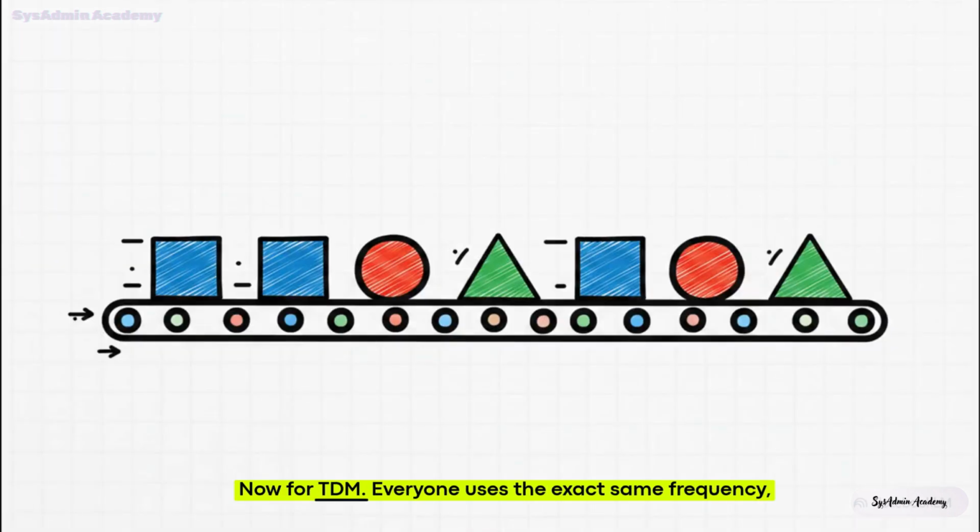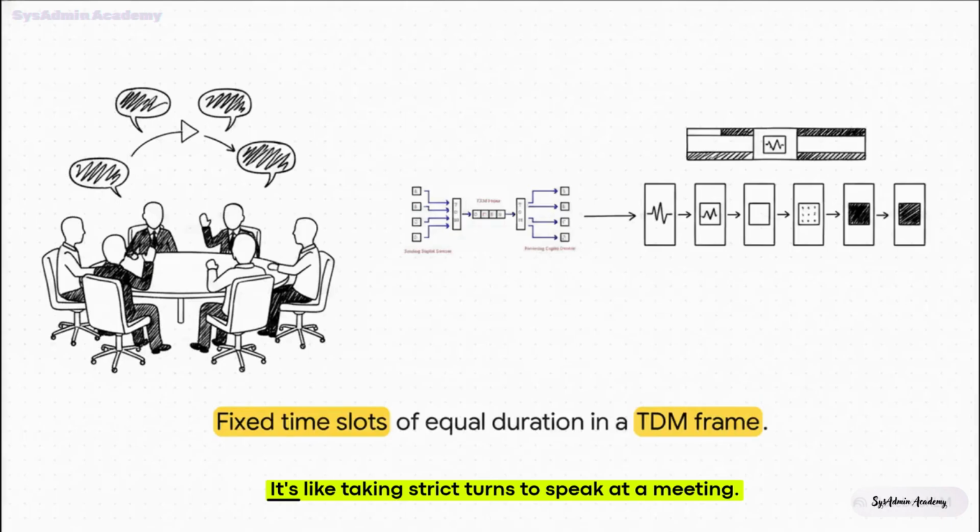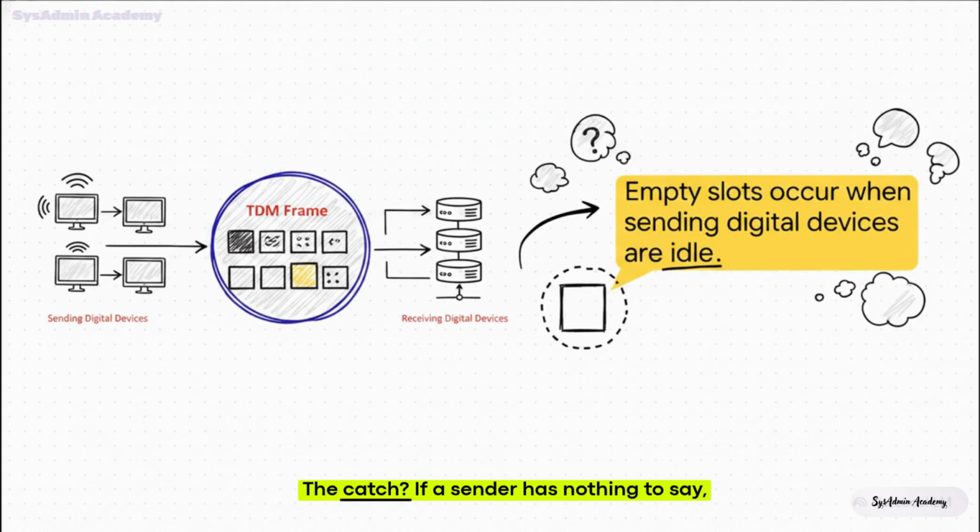Now for TDM. Everyone uses the exact same frequency, but they transmit at different, scheduled points in time. It's like taking strict turns to speak at a meeting. Every signal gets a fixed, equal time slot. The catch? If a sender has nothing to say, their assigned time slot just travels completely empty.